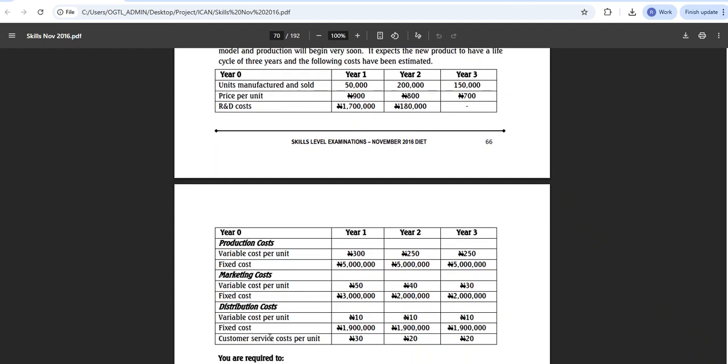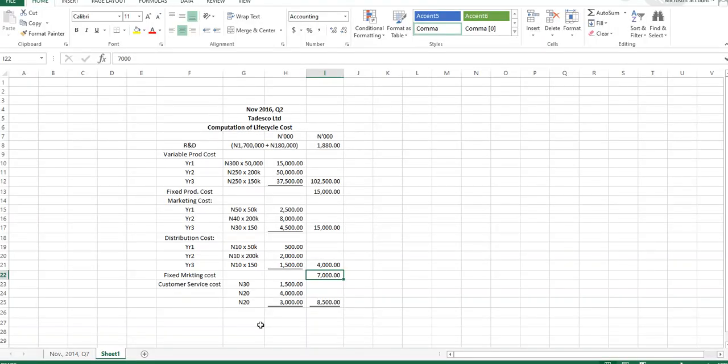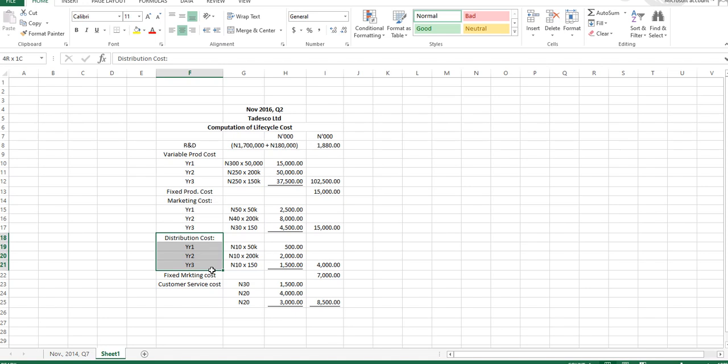Fixed distribution cost. Under distribution cost, we've not done fixed yet. Is it not this? So how did we get to marketing cost? I did distribution cost before marketing, before fixed marketing.